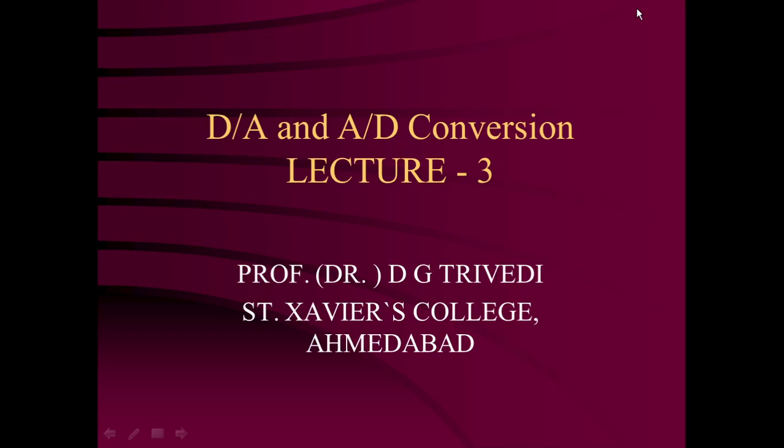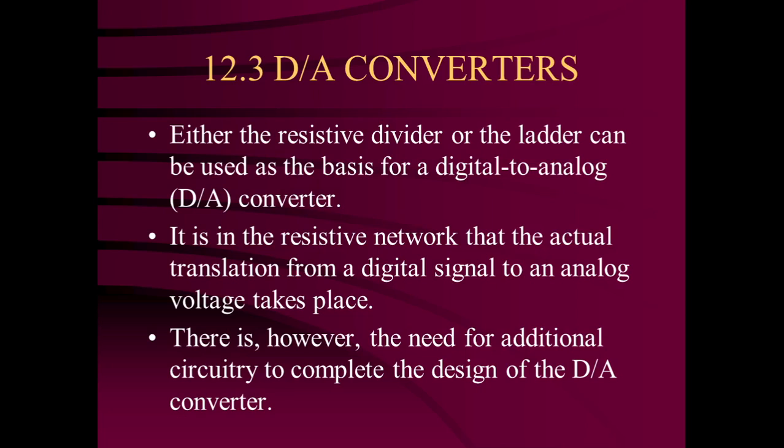Trivedi, going to take your third lecture for paper 6502, Electronics, Digital Electronics especially, D2A and A2D conversions. This is lecture number 3. In lectures 1 and 2, you have studied two types of network which can convert digital information corresponding to analog output voltage. These networks are the resistive divider network and the binary ladder network. These two types of network can convert digital information into the corresponding analog output voltage.